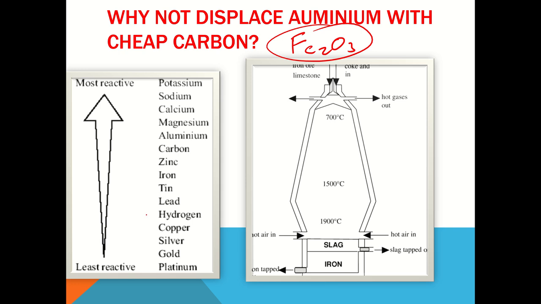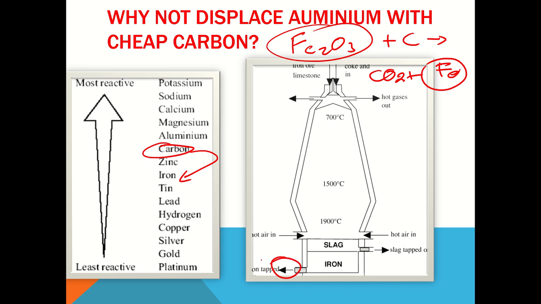And using the blast furnace, we could primarily displace iron by carbon, because iron, as you can see here, is below carbon in the reactivity series. So we basically reacted iron oxide with carbon at high temperatures. We ended up with carbon dioxide and molten iron, which we removed down here in the blast furnace.